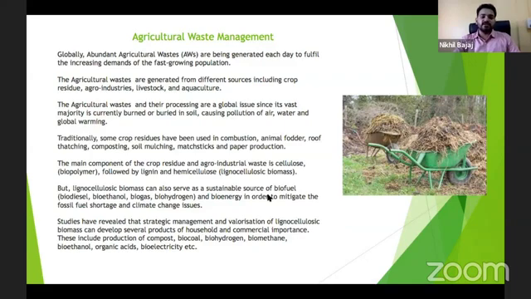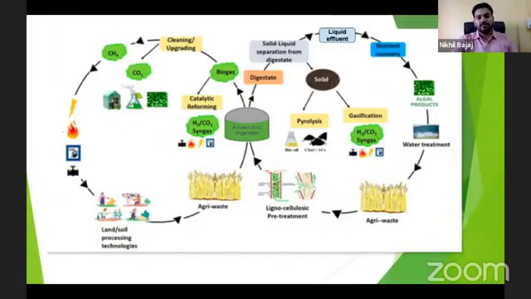Studies say that the strategic management and valorization, that is getting useful benefits from waste of lignocellulosic biomass, can develop several household products like biomass, biofuel, biomethane, and many other products. This is a cycle showing how agricultural waste is treated and converted into useful products.